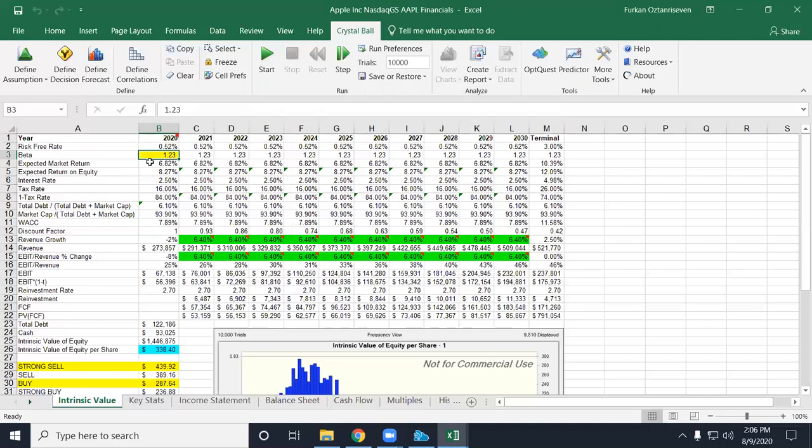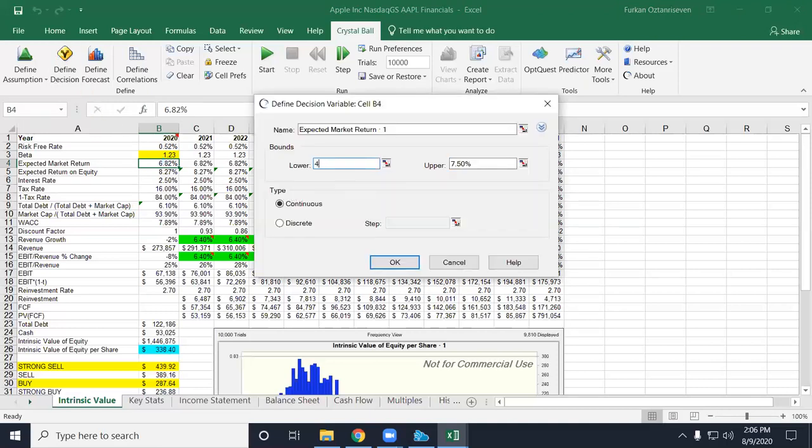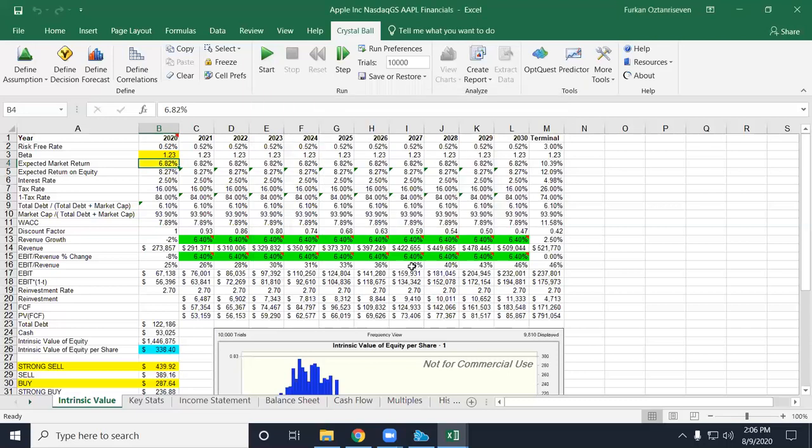Another thing that I think is highly uncertain in this model is the expected market return. Based on historical data, we assume that to be 6.8%. But what if it changes in a reasonable range of 5% to 9%? And then again, I would choose discrete here, and I will increase it by 1% at a time. Click OK.